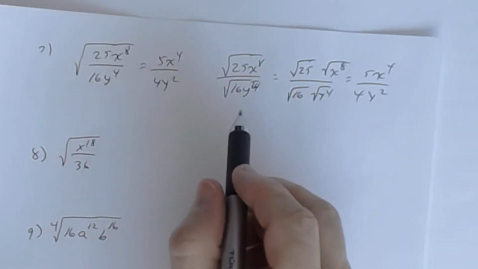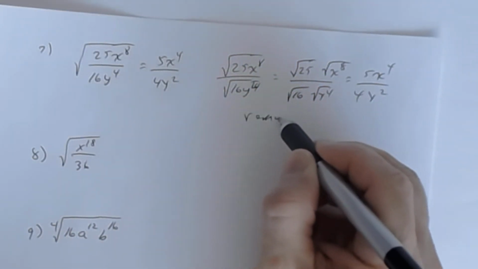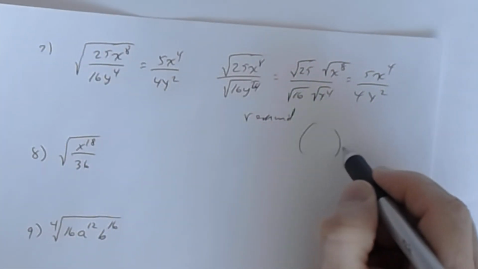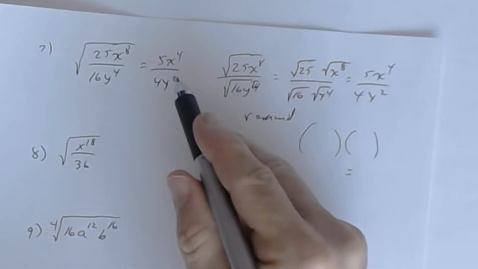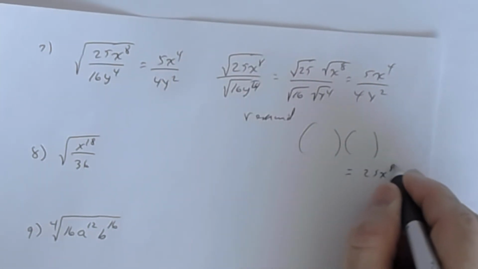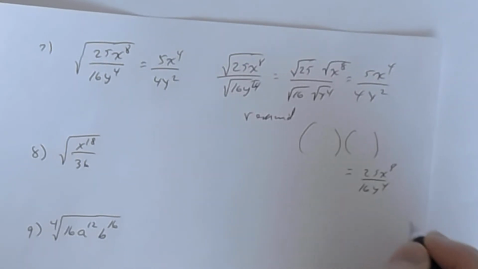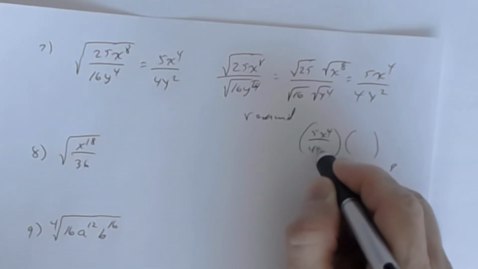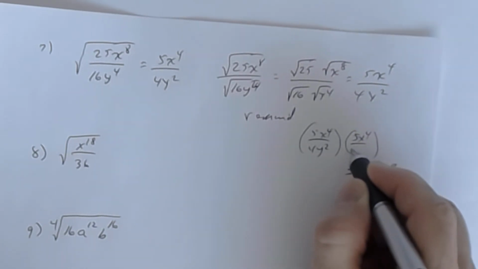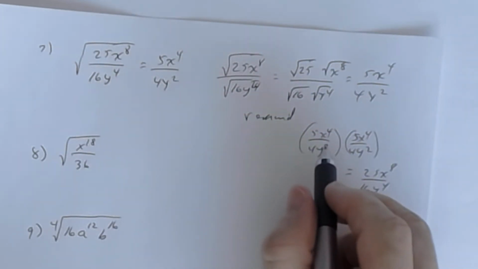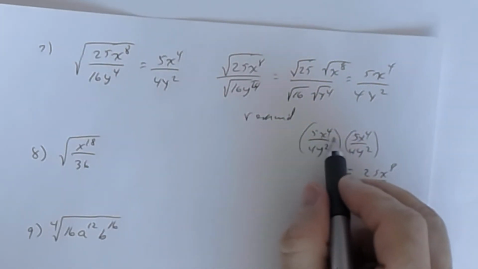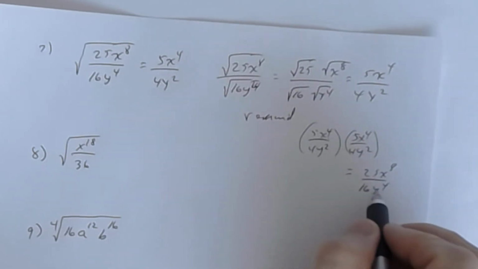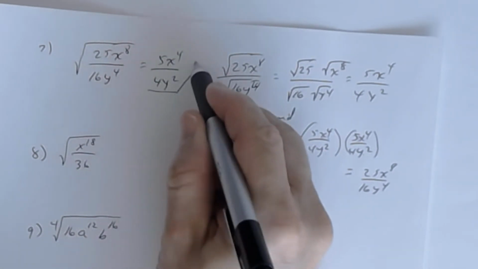Now, let me remind you about something else as well. Remember, you're taking the square root of this, right? So you're asking yourself, what times itself is 25x to the 8th divided by 16y to the 4th? And so you're saying that the answer is 5x to the 4th divided by 4y squared times itself. So always check it. 5 times 5 is 25. x to the 4th times x to the 4th is x to the 8th. 4 times 4 is 16. y squared times y squared is y to the 4th. Okay, so there's the answer.